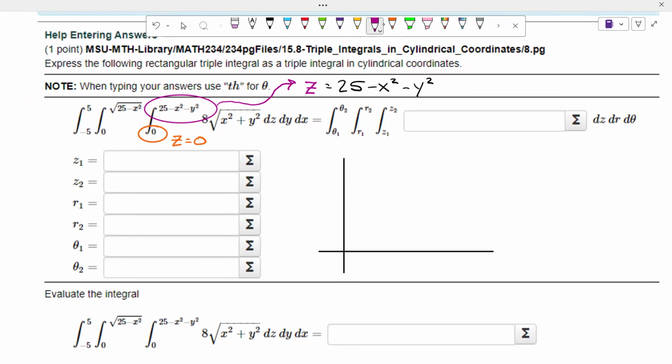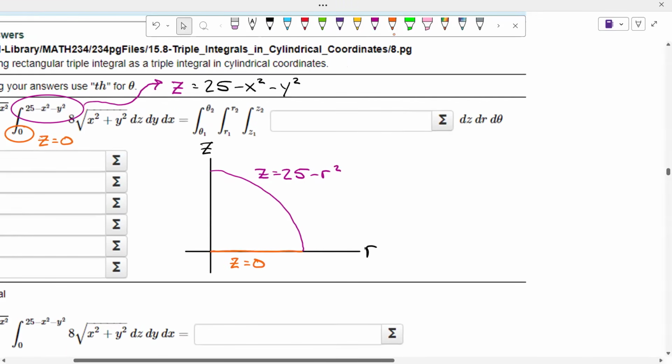So my upper bound is the parabolic shape. Z equals 25 minus r squared. So something like that, something that has a positive y-intercept and bends down. Z equals 25 minus r squared. I should keep labeling my axes because we do like a few different ones here. So z and r. And our lower bound is just the plane z equals 0. That's this guy right here.